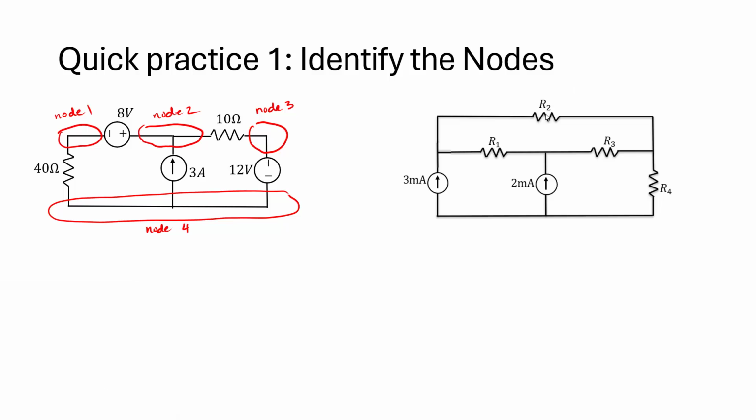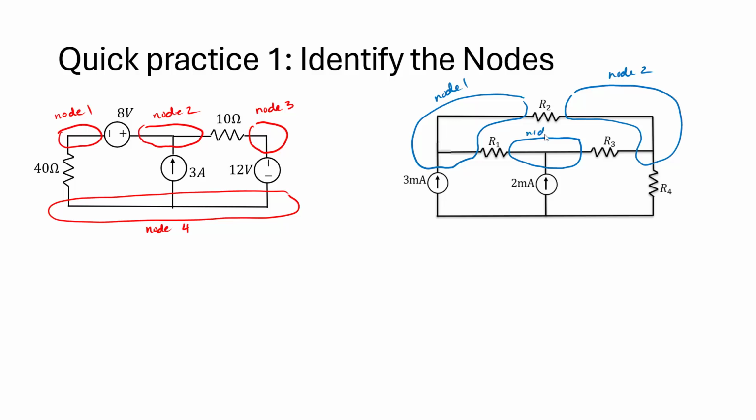Another example, this second circuit here. Let's go ahead and work our way from top to bottom, left to right. Our first node is actually this whole area in the top left corner. Because notice this whole area is connected by wire. So this whole area is sitting at the same voltage. Similarly, the whole area on the top right and this area in the middle, these are all sitting. Voltage within these areas will be some fixed value. And then finally at the bottom, we have a fourth node.